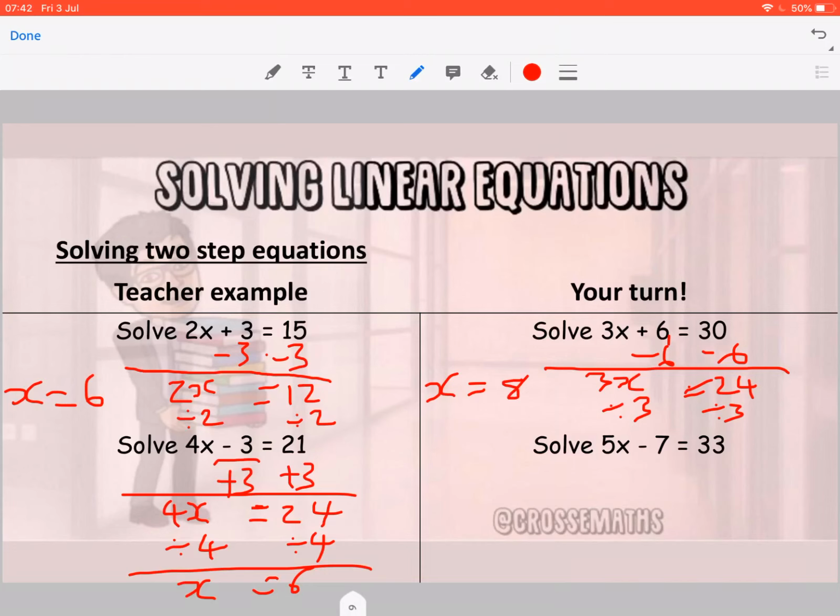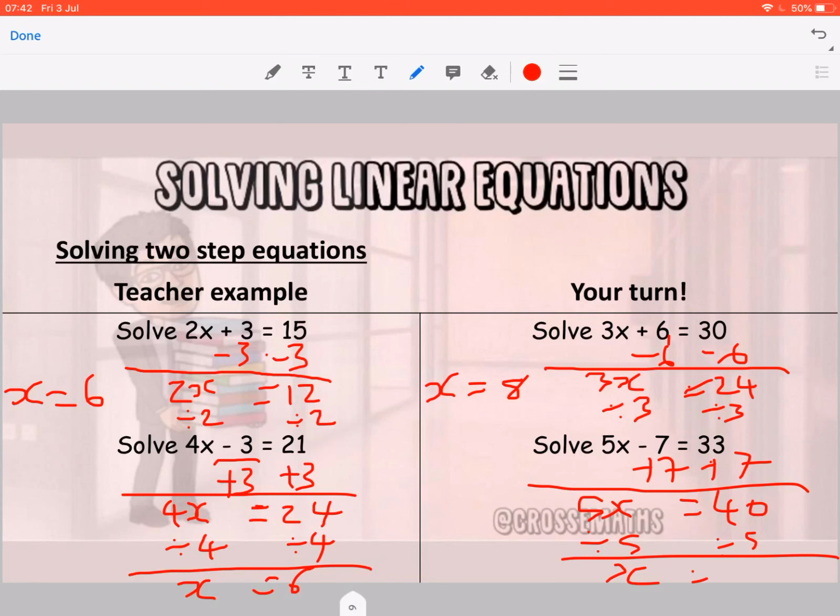Job done. Next, I've got take away 7. So I'm going to add 7 to both sides, to get rid of that take away 7. 5x moves straight down. Plus 7 minus 7 is nothing. 33 plus 7 is 40. Then I'm going to divide by 5. I should end up with x equals 8. The only way people go wrong on this is, instead of doing take away 6 on the first one, they would have done add 6 just because they see an add 6. You've got to do the opposite of whatever you can see. Don't do what you can see to both sides because it won't change anything.